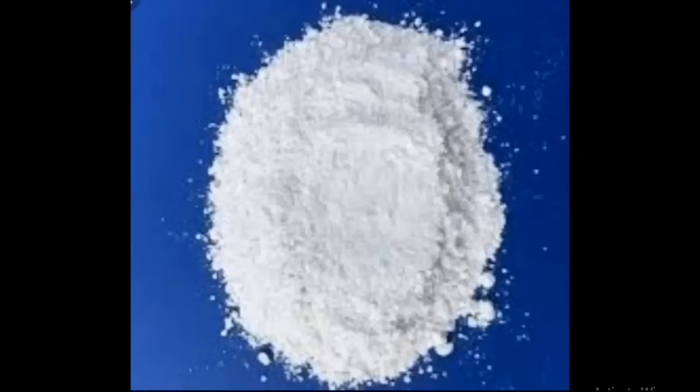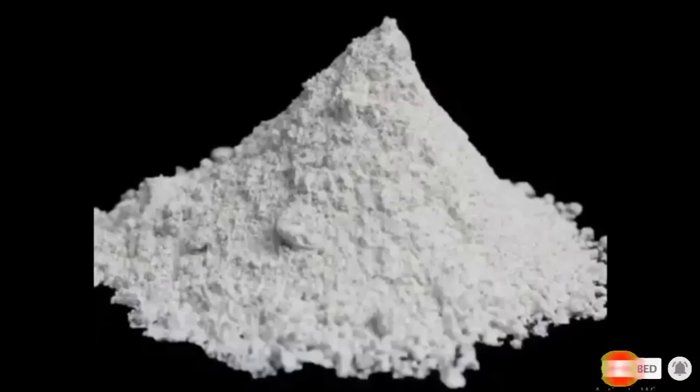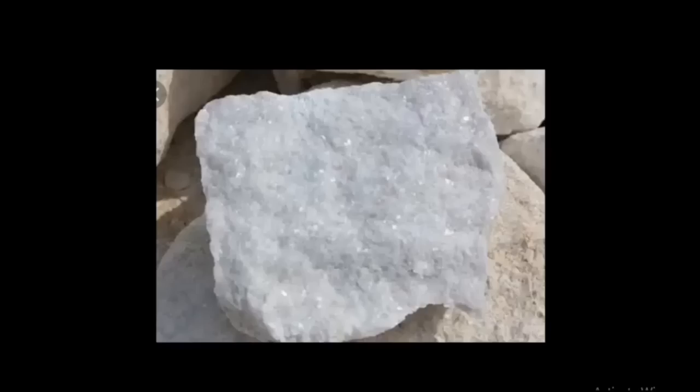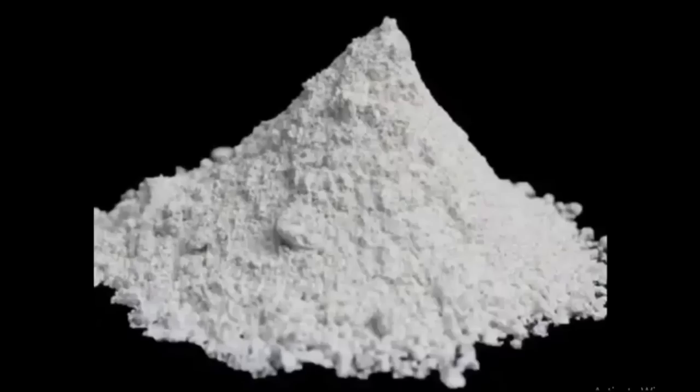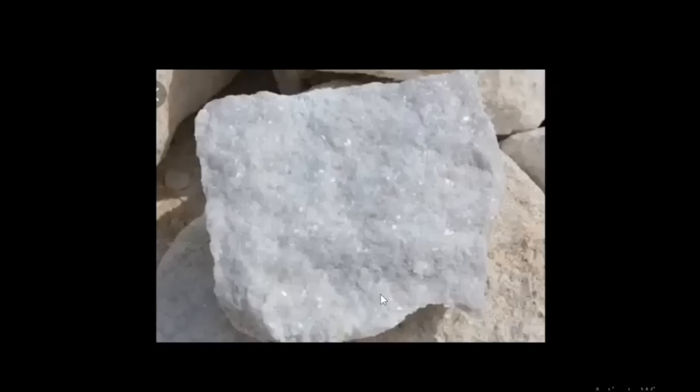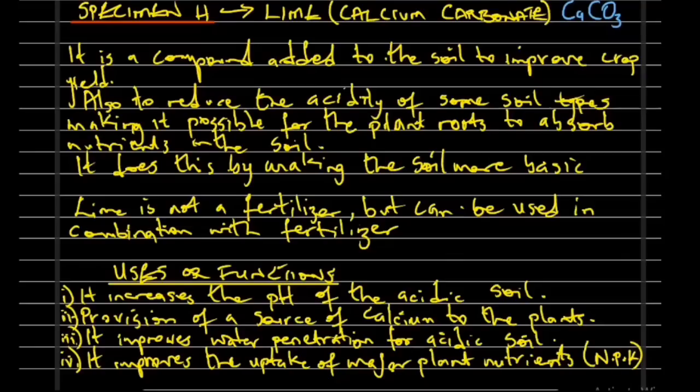So looking at it, this is basically what the lime is. You can see it is like a white chalk. Now it could be in a solid form, like these here that are powdery, or you could see it like in a rock. So this is what the calcium carbonate looks like. So that is about our specimen H. We'll move to the next specimen.